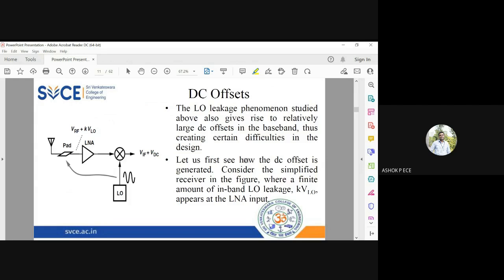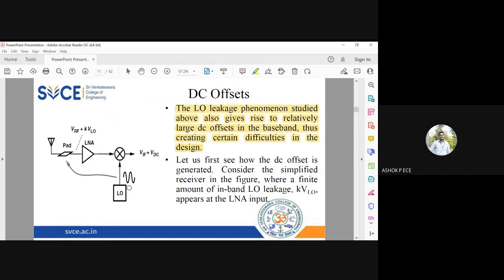So next one is DC offset. LO leakage also has a consequence: DC offset, creating difficulties in design. Unwantedly, if your circuit is adding DC to your signal, it is going to make your voltage levels higher, which is going to cause problems in the receiver.